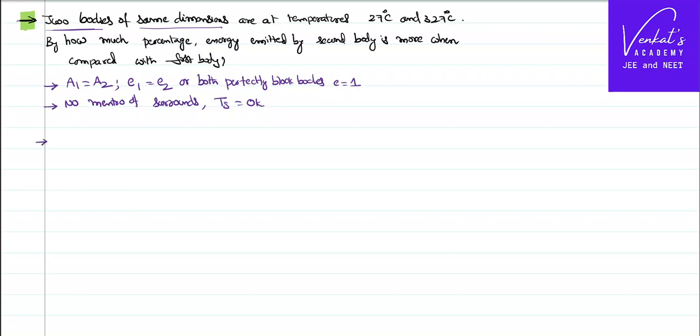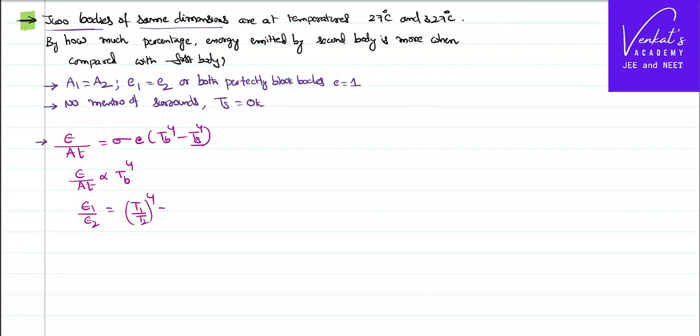We have no choice. Now we can say, according to Stefan's law, energy emitted by a body per unit surface area per unit time is sigma emissivity, temperature of the body power 4 minus temperature of the surroundings power 4. Then we can say energy emitted per unit surface area per unit time is directly proportional to temperature of the body power 4, as nothing is mentioned about surroundings. So E1 by E2 equal to T1 by T2 power of 4. But be careful that this temperature has to be in Kelvin.